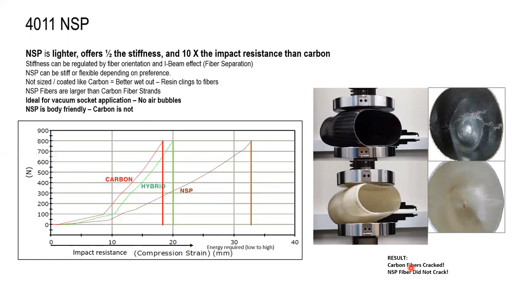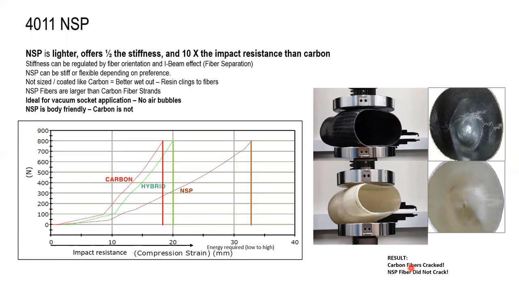So as we get farther to the right and farther to the right, it's a higher energy requirement to make the fiber fail. But the nice thing with the Paralex, you can see the graph is about the same, and it takes more energy to make that fiber fail. Also, now if we look at NSP, you can see how the graph is nice and long, and it carries out very far to the right, so it's taking more energy to make it fail.